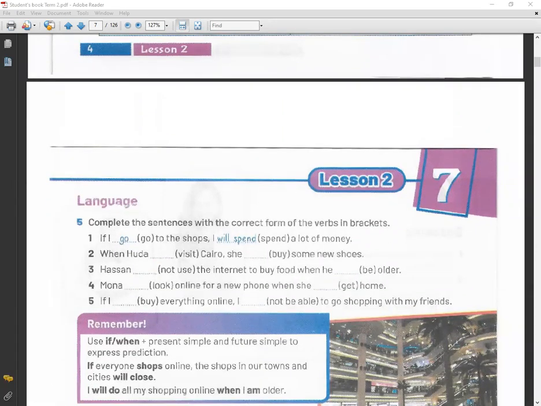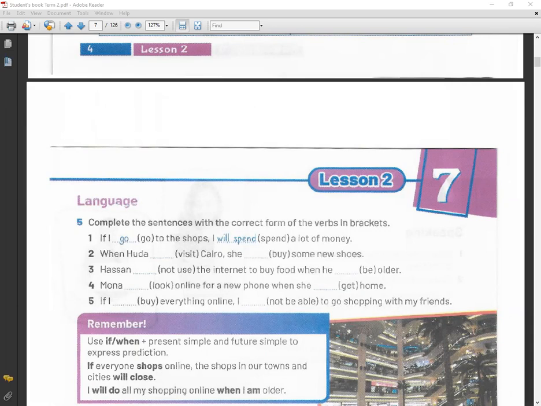conditional. If conditional, the first conditional. We use if or when plus present simple and the future simple to express prediction. Like the example, if everyone shops online, the shops in our towns and cities will close. Also, I will do all my shopping online when I am older.